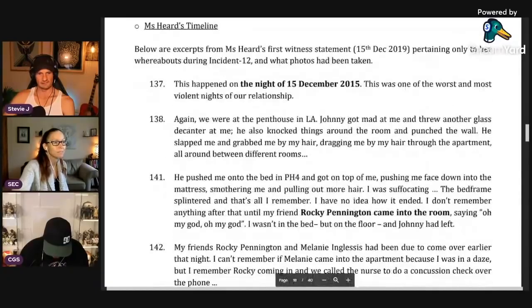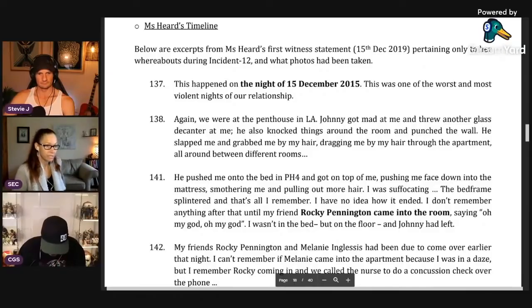Amber's timeline. Below are excerpts from Ms. Heard's first witness statement, December 15th, 2019, pertaining only to her whereabouts during Incident 12 and what photos have been taken. This happened on the night of December 15th, 2015. This was one of the worst and most violent nights of our relationship. Again, we were at the penthouse in LA. Johnny got mad at me and threw another glass decanter at me.